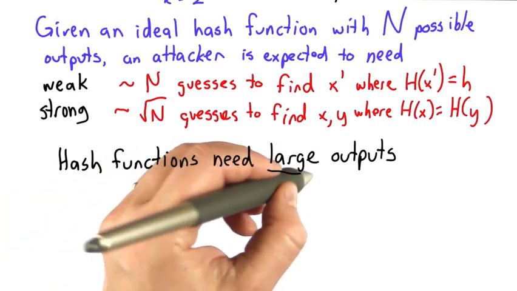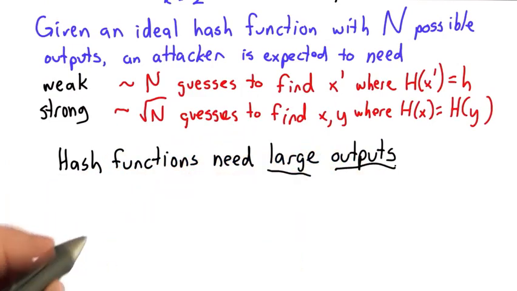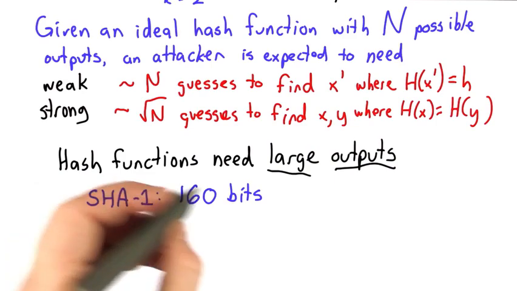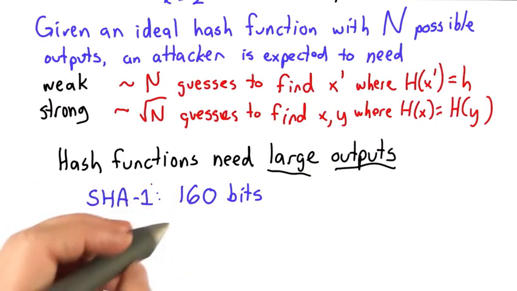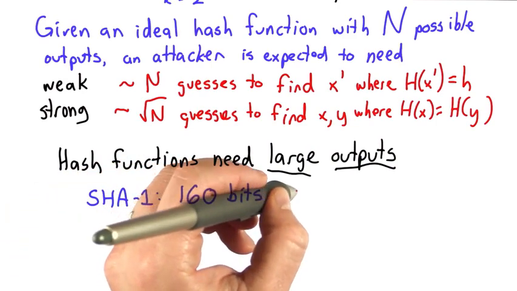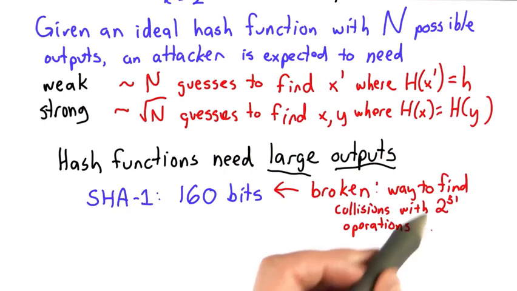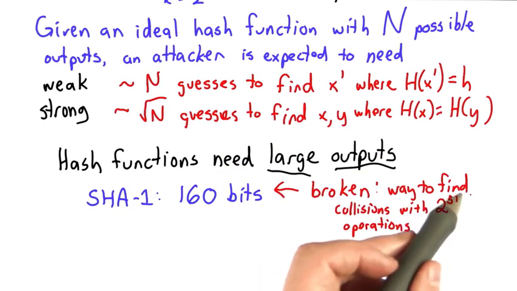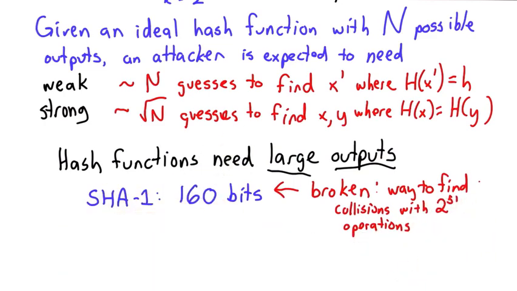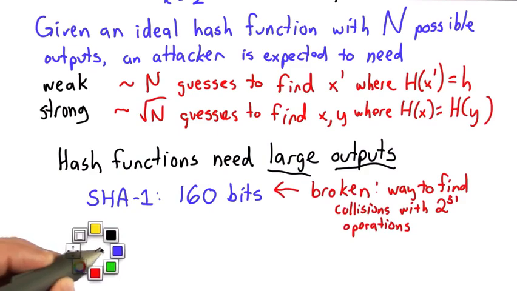And this is the reason why hash functions need to have large outputs. SHA-1, which was a widely used hash function, used 160 bits in its output. This is actually broken. There's a way to find collisions using SHA-1 with only 2 to the 51 operations, much fewer than the 2 to the 80 that one would expect from the square root estimate. And that's because of mathematical weaknesses in the way SHA-1 works.